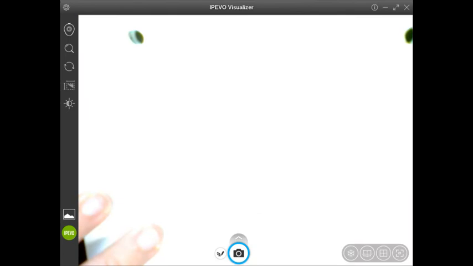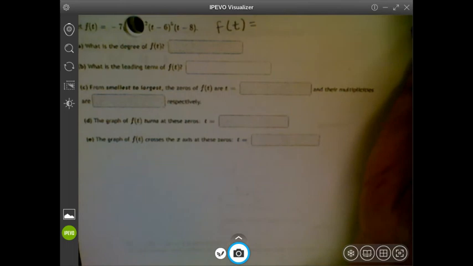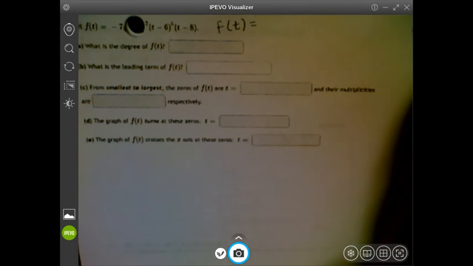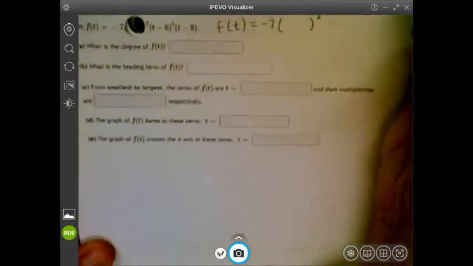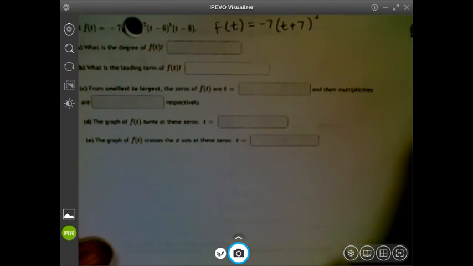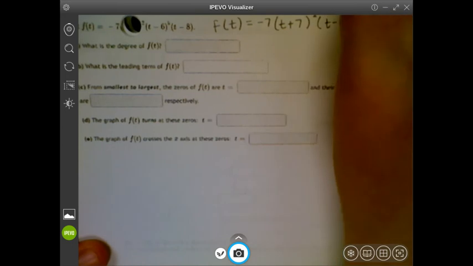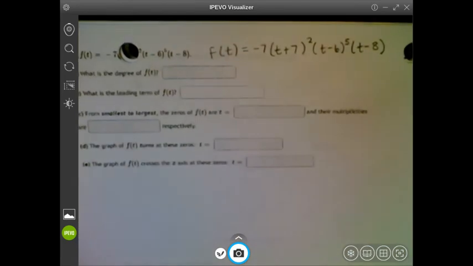All right. Up next, we have another problem just like that. So first of all, I'm going to rewrite it so that you can actually see what the problem is. All right, so we have a negative 7 in the front, and then on that squared term, it's going to be a t plus 7 in there. (t plus 7) squared. And then you'll have the (t minus 6) to the 5th and a (t minus 8). Sorry about that. So that's what that actual equation is right here.